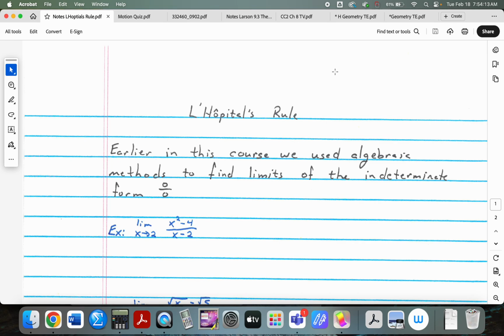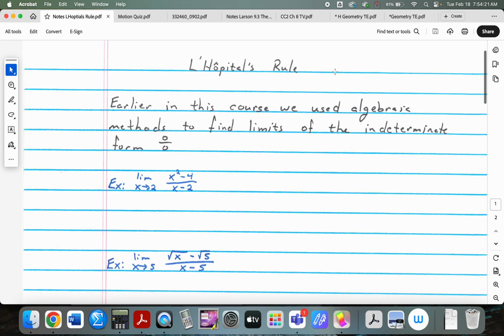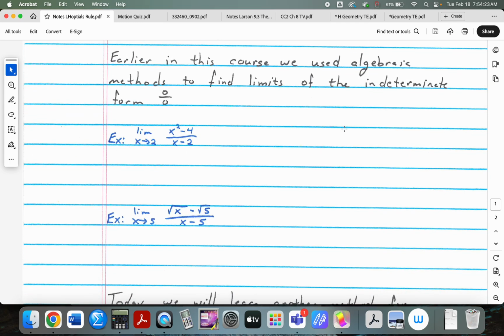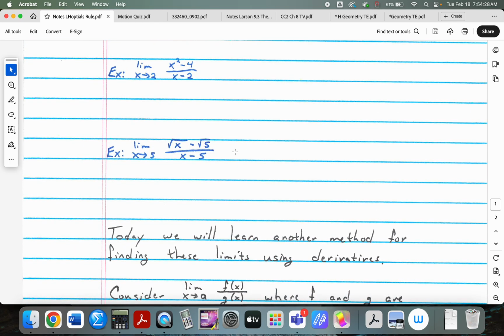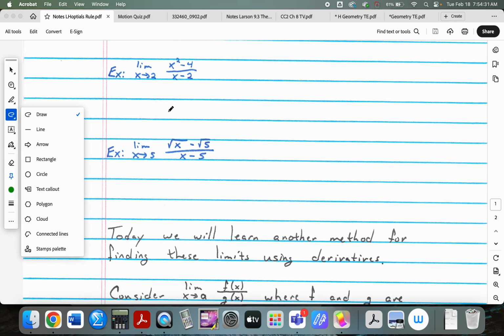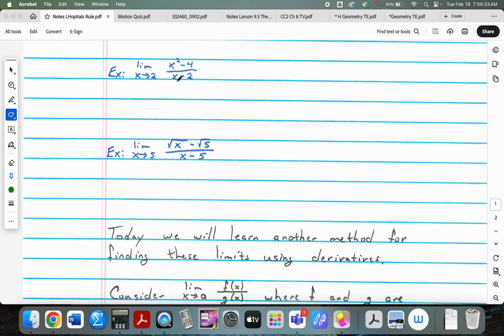this has to do with doing limits, which was what we did at the very beginning of the year. So earlier, we used algebraic methods to find limits of the indeterminate form 0 over 0. So we would do things like this. If you had the limit as x approaches 2 of x squared minus 4 over x squared minus 2, if you just substitute in 2, you get 4 minus 4 is 0 in the numerator, and 2 minus 2, which is 0 in the denominator. And 0 over 0 doesn't have any meaning at all.